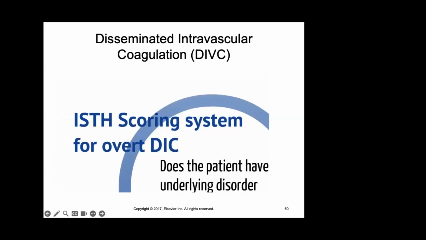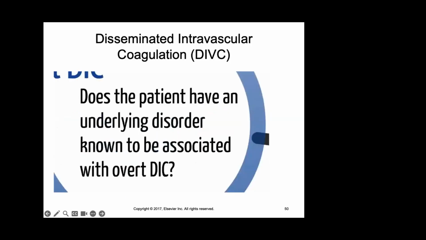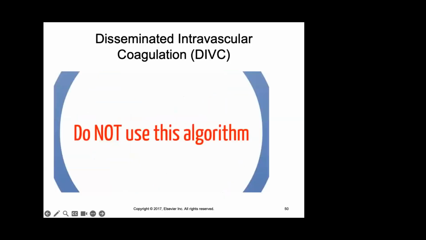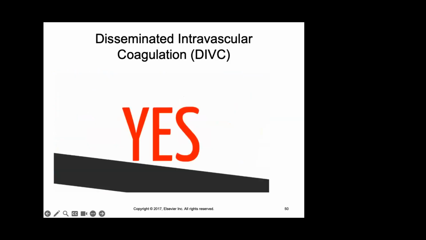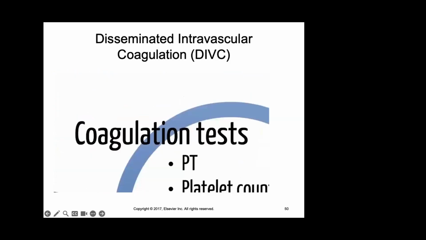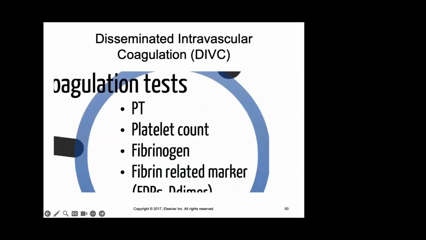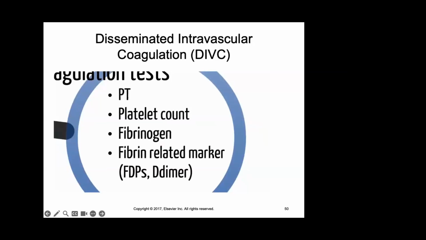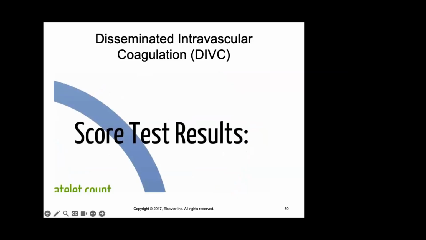So first off, you want to know, does this patient have an underlying disorder known to be associated with overt DIC? If the answer is a resounding no, then you cannot use the scoring system. However, if the patient does have an underlying disorder that's associated with DIC, you need to obtain coagulation tests. So your PT, platelet count, fibrinogen, and then a fibrin-related marker such as FDPs or D-dimer. So now we have to understand how to interpret the labs that we obtained. So we use a scoring system based on these labs.